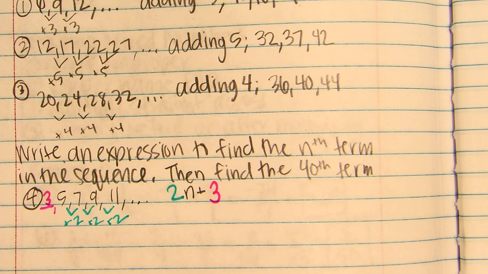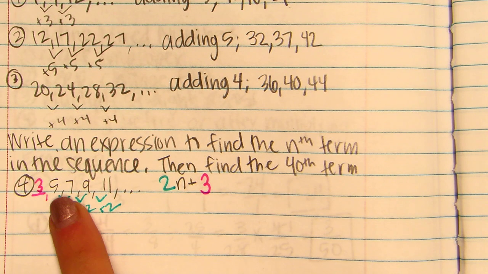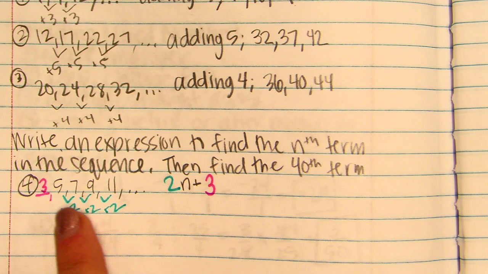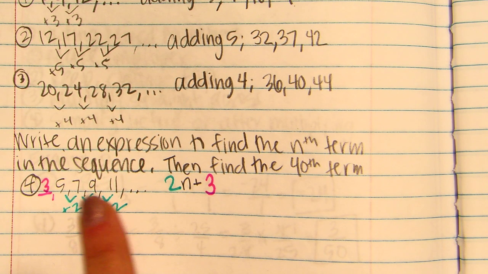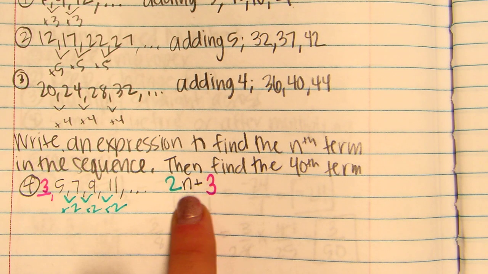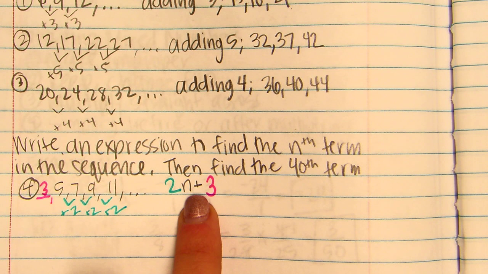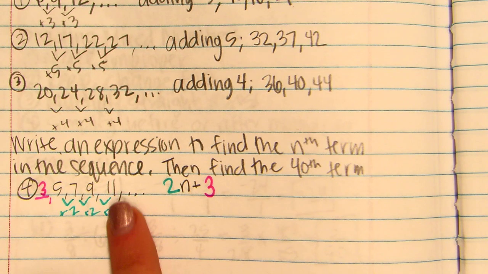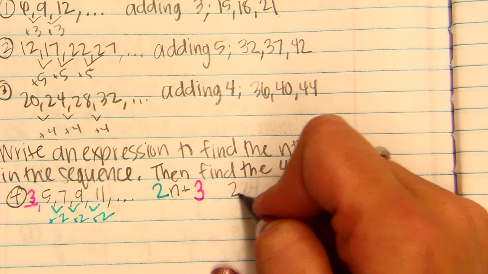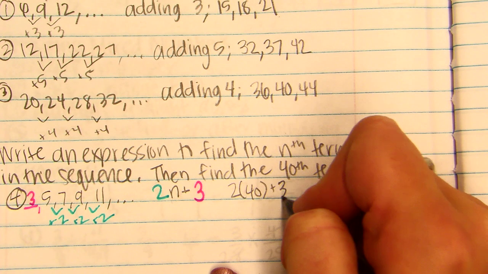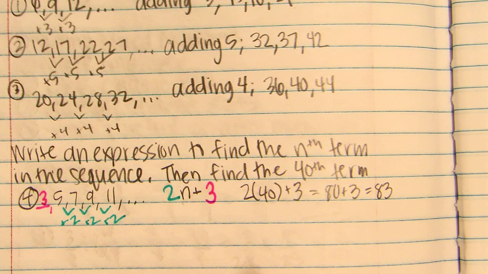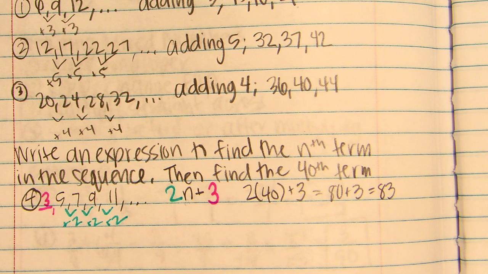Let's see if that works. If n is 1, I should be getting a 5. That's the first term. 2 times 1 is 2, plus 3 is 5, so I got the right thing. If n is 2, I should get a 7. That's the second term. 2 times 2 is 4, plus 3 is 7. 2 times 3 is 6, plus 3 is 9. 2 times 4 is 8, plus 3 is 11. So that works for this sequence. Then to find the 40th term, I'm going to replace n with 40. So I have 2 times 40 plus 3, which is 80 plus 3. So I know the 40th term would be 83. I don't want to have to write out all of those terms to find it.